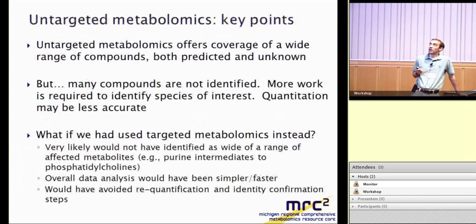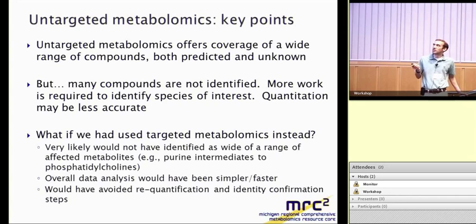Okay, so untargeted metabolomics, to bring it back to the general. Some key points. It offers coverage of a wide range of compounds, both predicted and unknown, but many compounds are not identified, so that's a challenge you're going to have to deal with. More work is required to identify your species of interest. Quantitation may, in some cases, be less accurate. It's not a large problem, but it's something to be aware of. Requantitation of the features of greatest interest can sometimes help you at least do the best job you can.